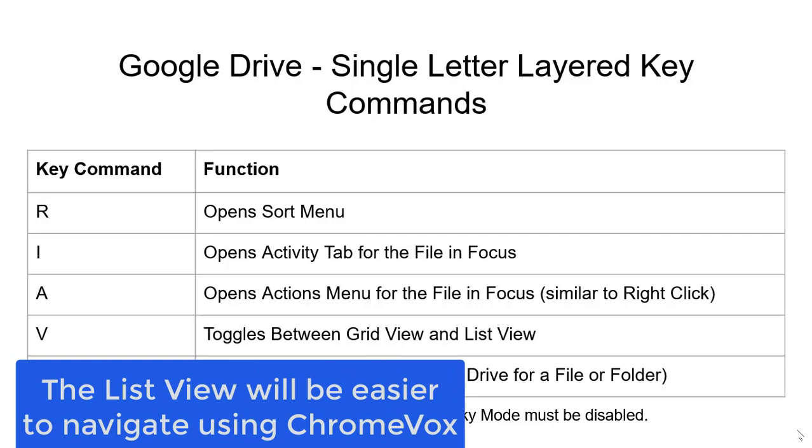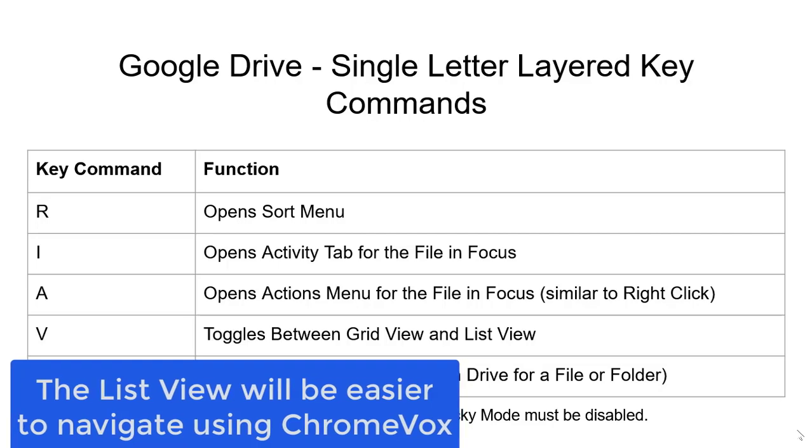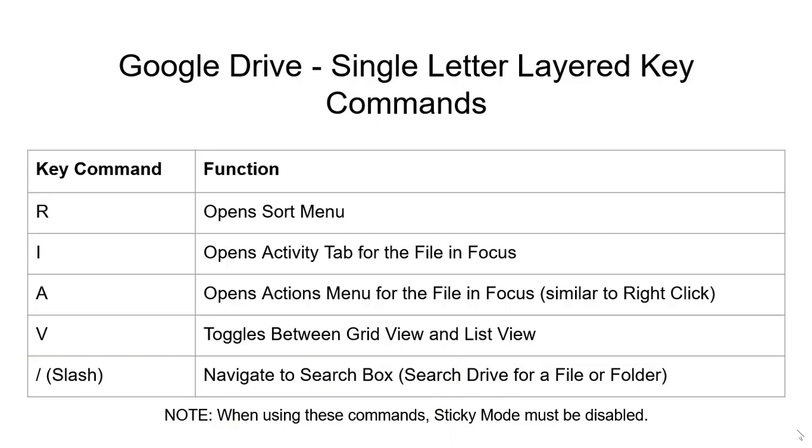Honestly, your list view is going to be more accessible with ChromeVox. It's not that the grid view is inaccessible, it's just a little harder to envision and therefore a little harder to navigate. If your student is only using the down arrow, it might not take you to any files located within the grid on the right or left side. If you use a slash, that will navigate you to the search bar, and you can search the drive for a file or folder, use your arrow keys to select it among the options presented, and then press Enter.